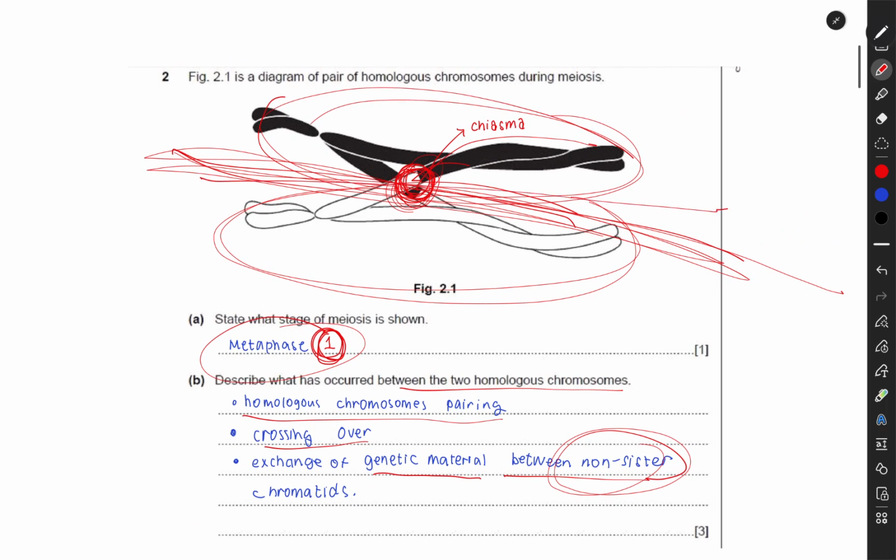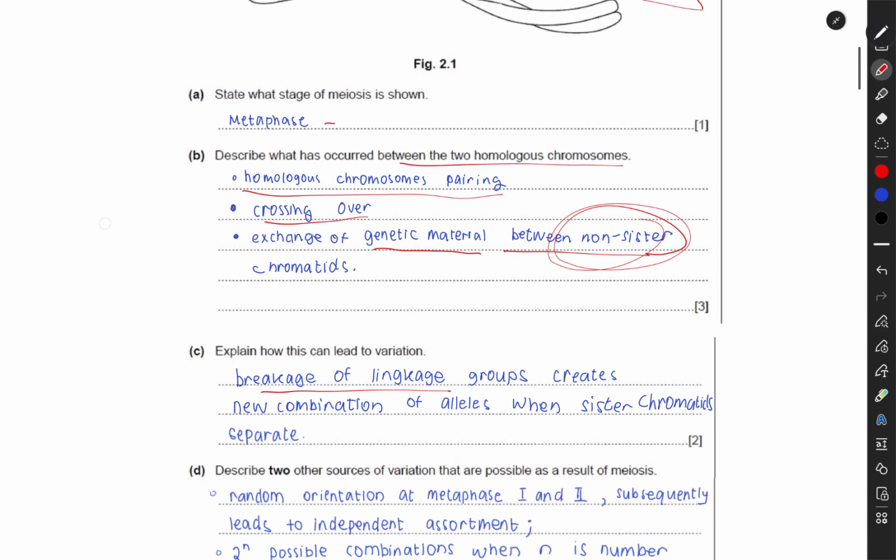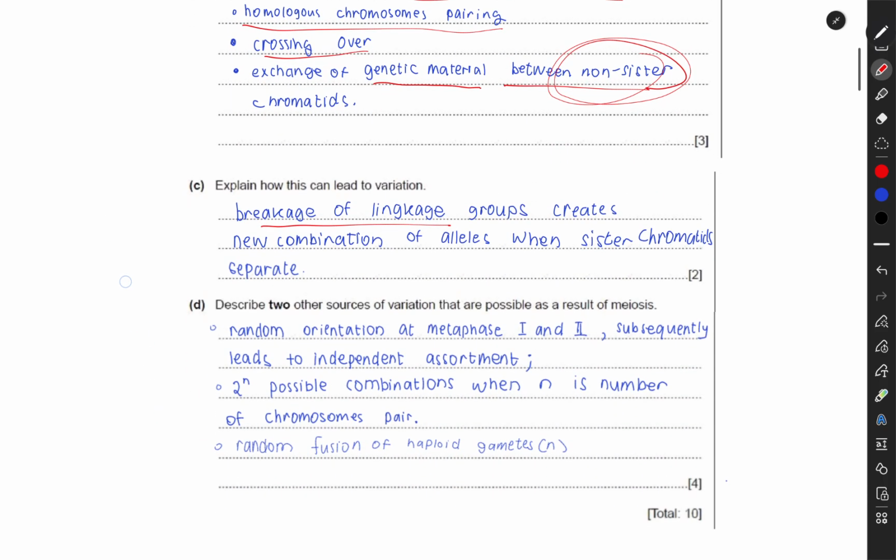After this is separated, it will create new combinations. And two other sources of variation can be from random orientation at metaphase 1 and 2, which subsequently leads to independent assortment.